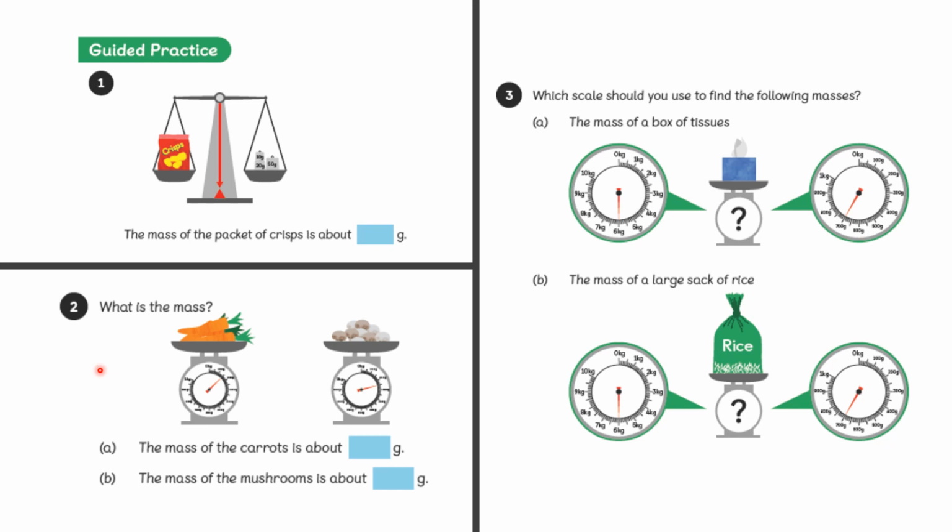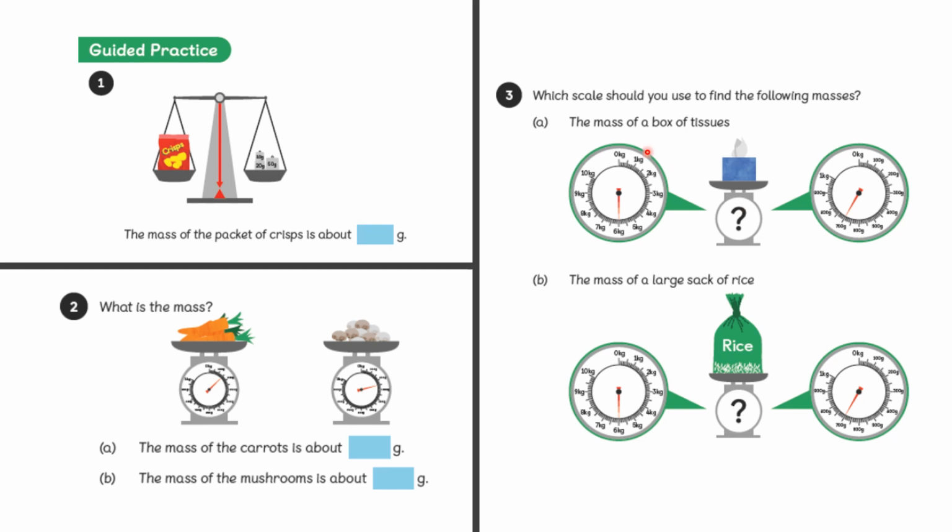Question 2, you are reading these scales a bit like we just did together before this slide. So you're finding the mass of the carrots first, then the mass of the mushrooms. And in case you're struggling to see it yourself, just to let you know, this scale is counting in intervals of 100 like it was previously. And then the last question is slightly different.